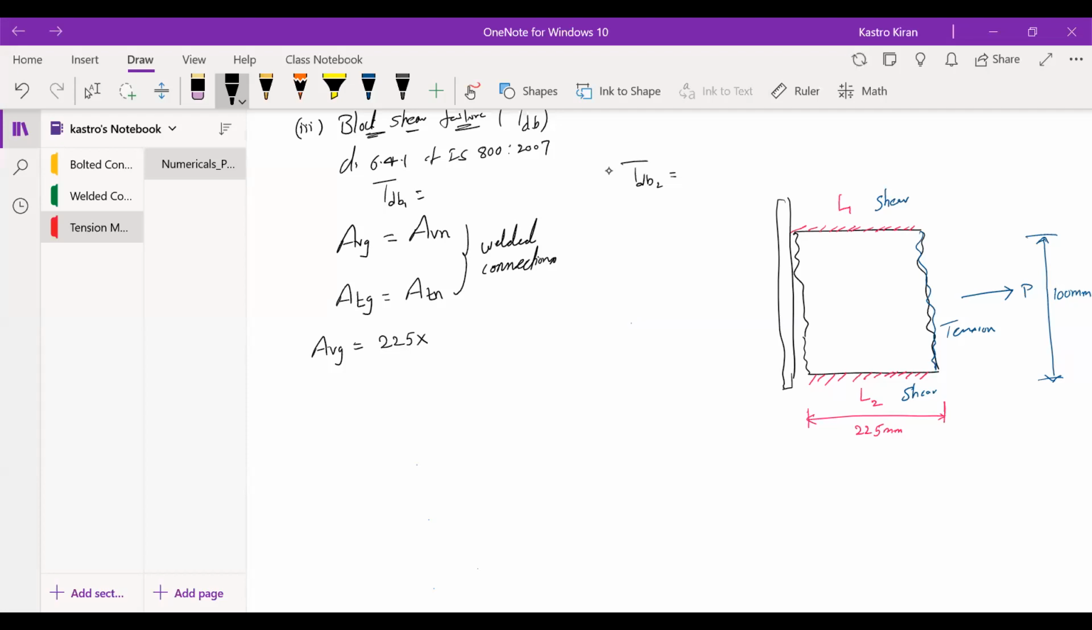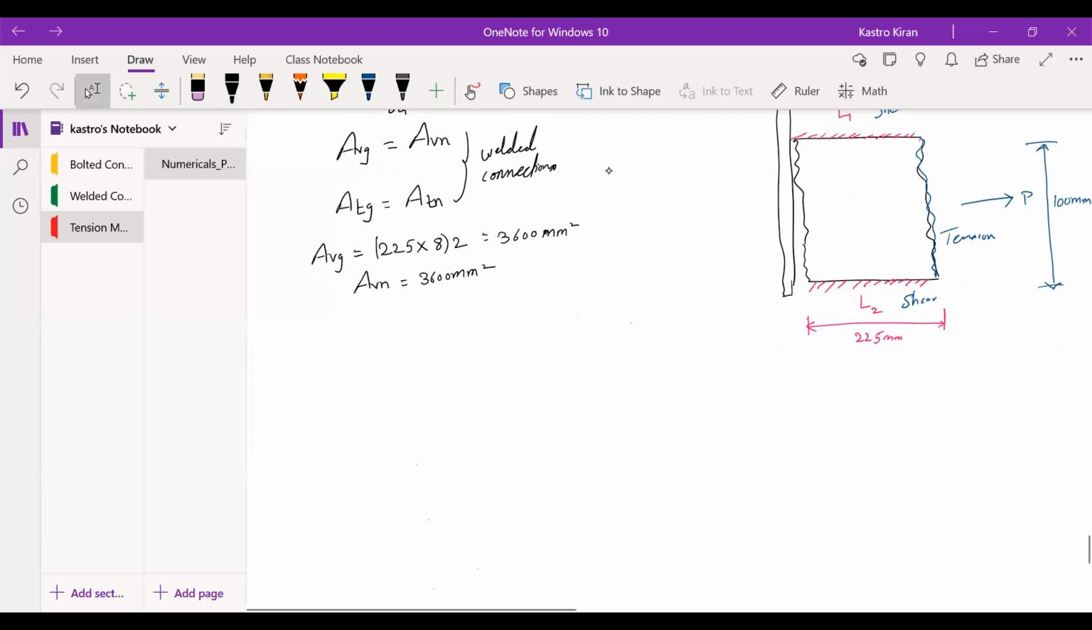So you are taking the length of the connection, length of the welded connection, which is 225 mm, and the thickness of the gusset plate is 8 mm, which is provided in the question. So how many shear planes are there? You have the shear plane at top and you also have the shear plane at bottom. So I'm just multiplying with 2. That's how you will arrive at AVG, that is gross area in shear. And the same value will be there for AVN, which is net area in shear. Take the same values. That's what the codebook says.